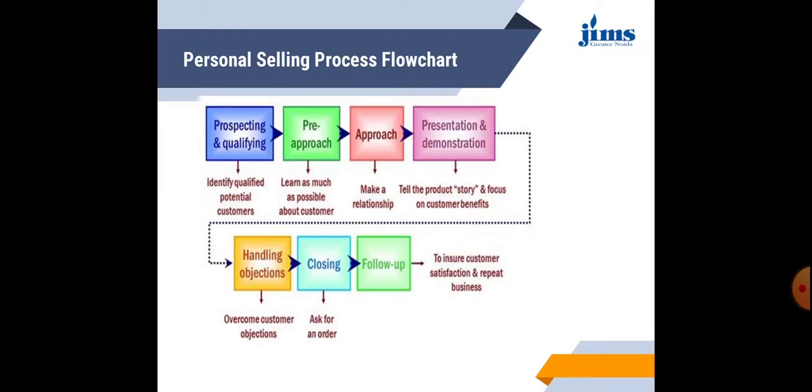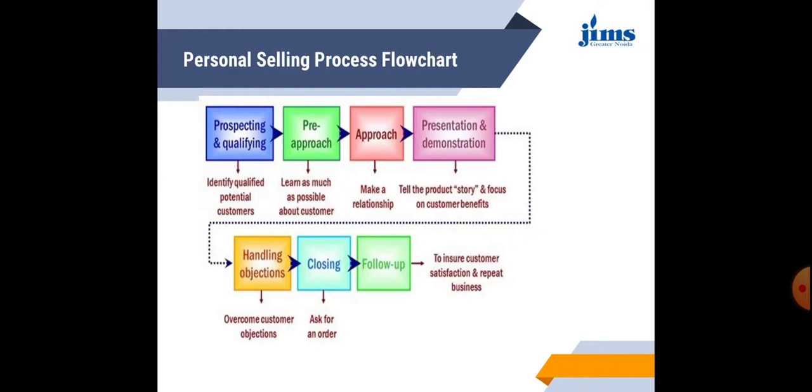Next is handling objections. Now after you have given the presentation and demonstration, the customer might have some questions, some queries, some issues, some concerns, which the customer would like to ask you. So you need to overcome and answer all the customer objections successfully. Then only as a salesperson you will be able to convince the customer to purchase the product. So after handling the objections, if you have handled them positively and carefully, then the customer will be ready to purchase the product or buy from you.